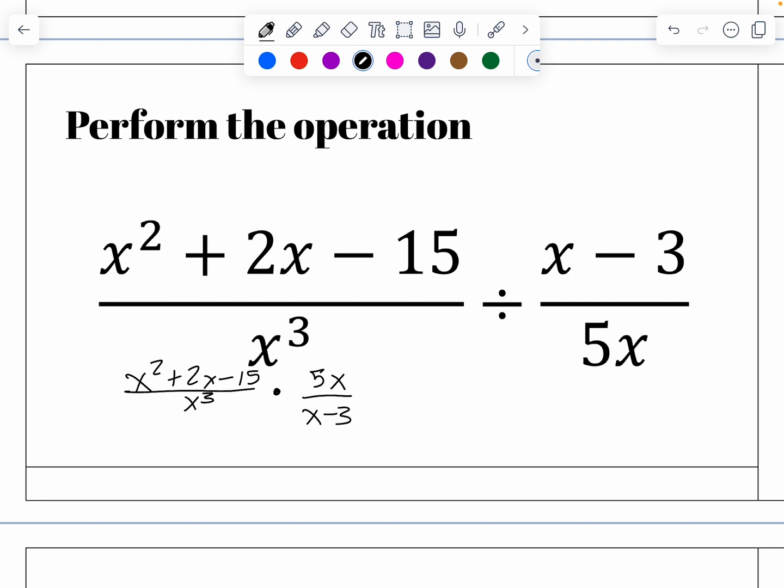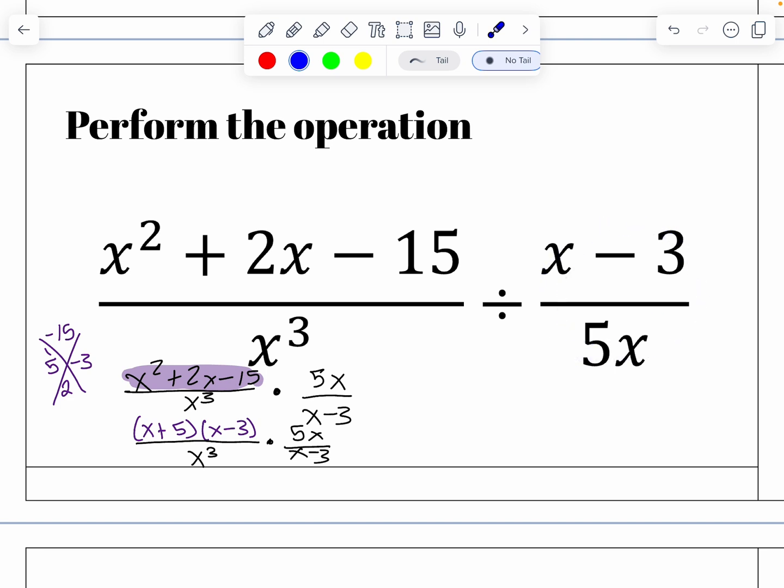Okay, so now that we've done that, now I'm going to simplify some stuff. I'm going to do my big X over here on that lovely guy. So we have negative 15 and 2. So I'm going to multiply to negative 15, but add to 2. We have positive 5 and negative 3. So we will have x plus 5, x minus 3, divided by x cubed times my 5x over x minus 3. Because I can't do anything else to this guy over here or this guy. Those are as simple as they're going to get.